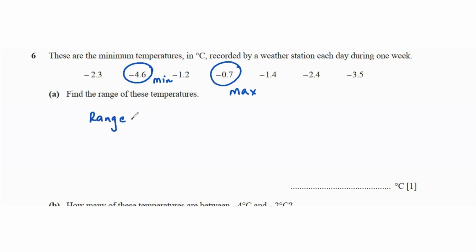So range is going to be max minus min. And that's going to be negative 0.7 minus negative 4.6. And that is going to equal 3.9.